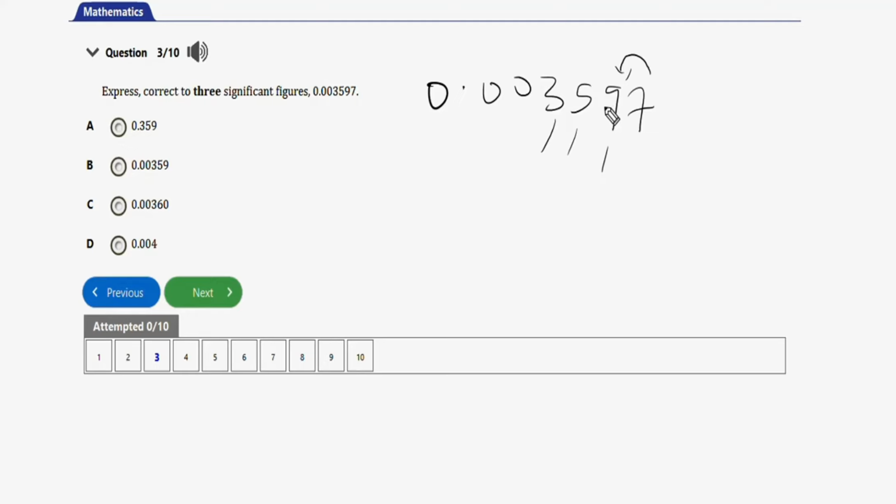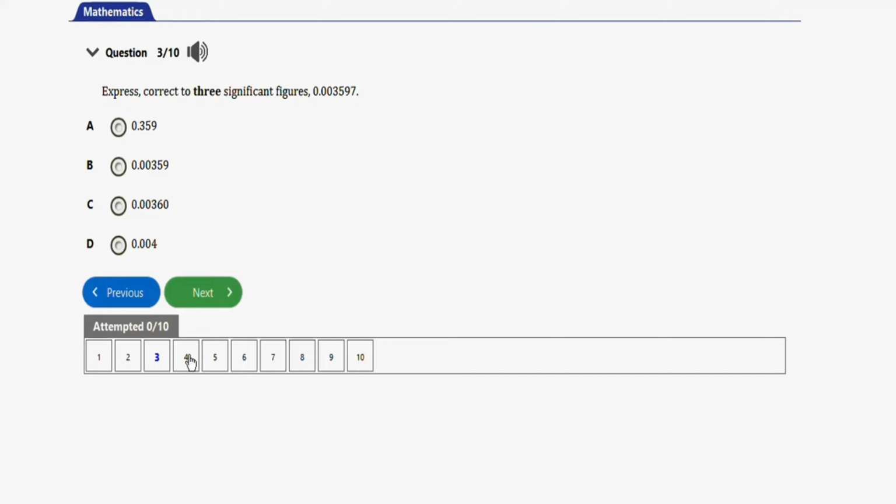There's no way you can put 10 in this position. So basically this 10, you are going to round off as 1 and add it to this 5. So when you do it, your final result will be 0.00360. That will be the answer to this question. The correct option is option C. It's as simple as this. So let's wipe this now and solve the next repeated question.